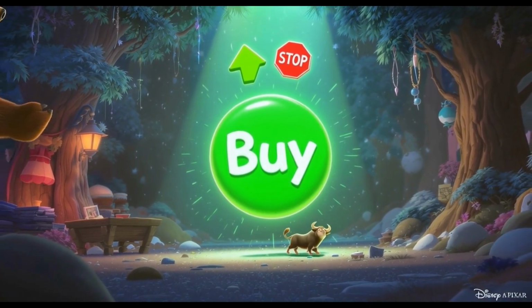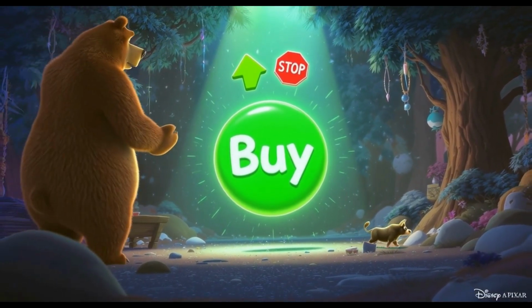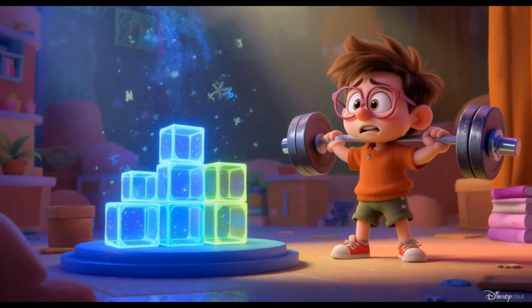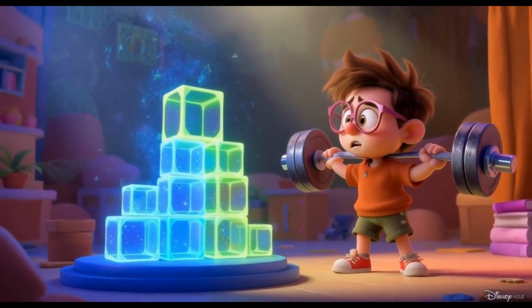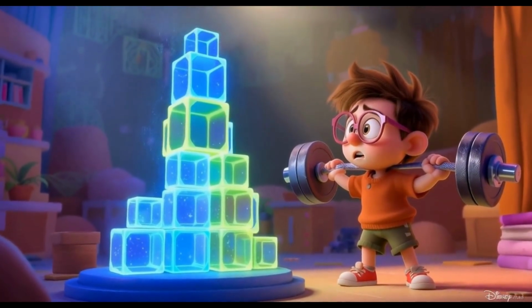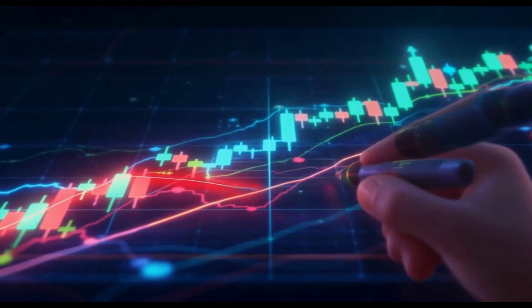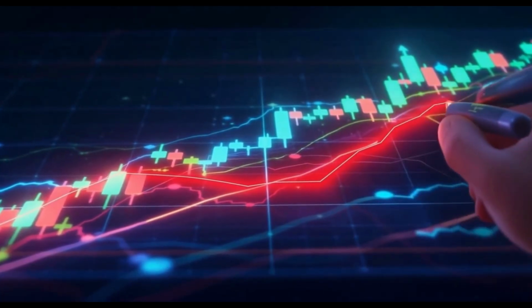Stocks, crypto, it doesn't matter. You'll know exactly when to get in, and more importantly, when to get out. This is what separates the top 5% of traders from everyone else. Let's do this! A 3-layer system.